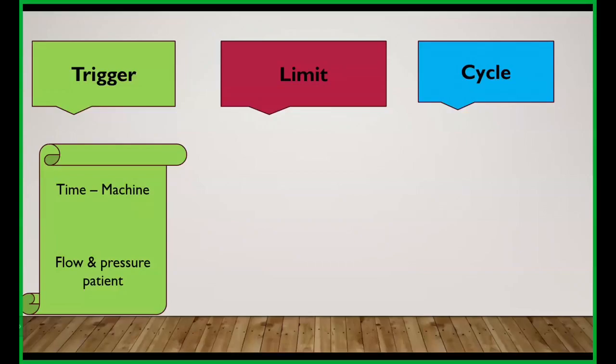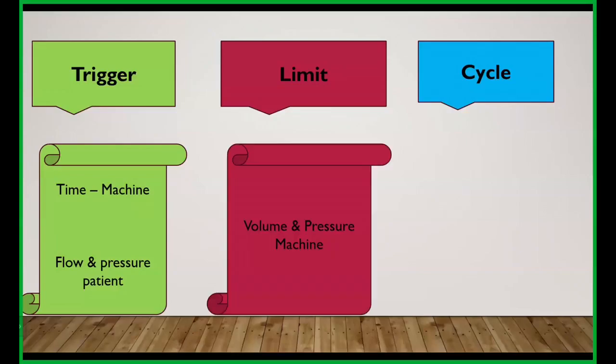What is a flow trigger? For a flow trigger, you give a certain inspiratory flow and the return flow will be reduced. This is due to the effort generated by the patient. The flow trigger sensitivity usually lies between 1 to 3 liters per minute. So flow and pressure triggers are mainly patient triggered, and time triggered is usually machine triggered.